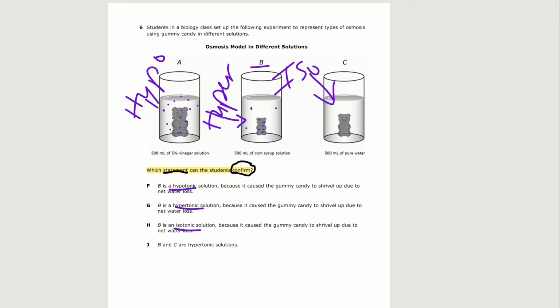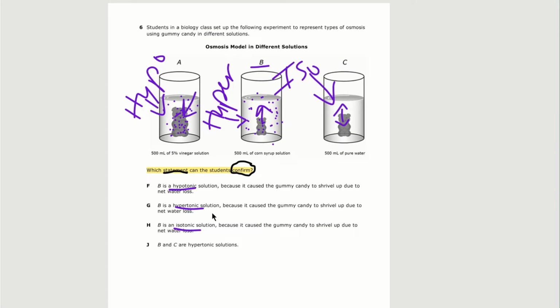So let's fix these bears. Iso means both in and out. Hyper means it's high on the outside, right? So water's going to come out. So there should be a lot of particles there. That's why the bear shrunk. Hypo means it's low on the outside and it's a lot on the inside. So water's going to go into the bear and make it bigger.